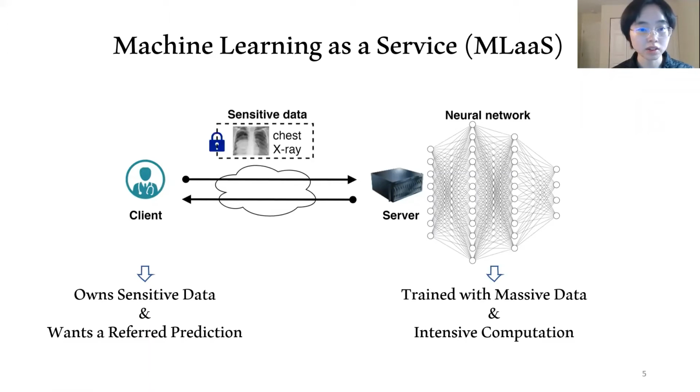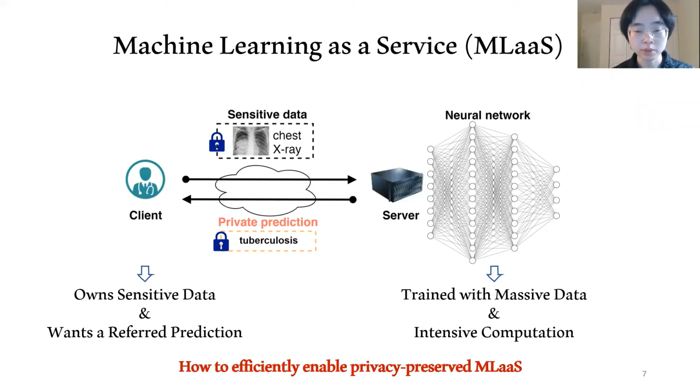If the client is a doctor, he wants to send his sensitive data to the server, such that the server can return to him the private prediction. Here, the client doesn't want the server to know the sensitive data, while the server doesn't want the client to know the neural network parameters. So here the problem is how to efficiently enable such privacy-preserved machine learning as a service.